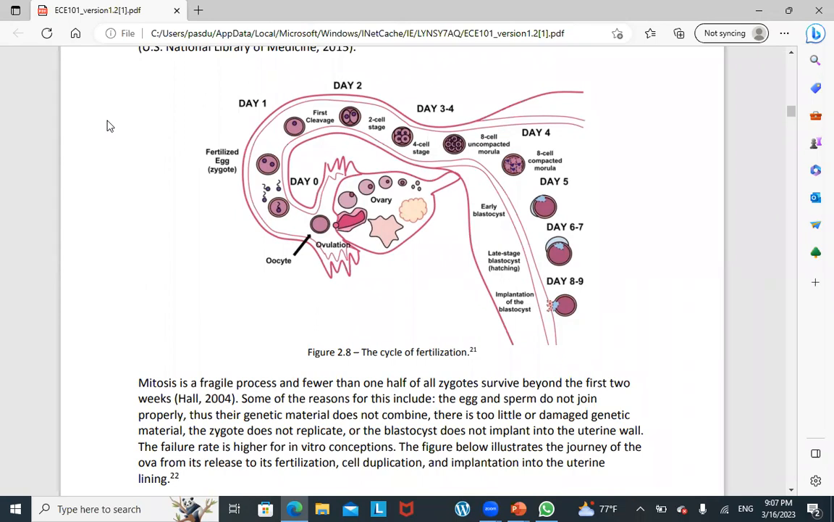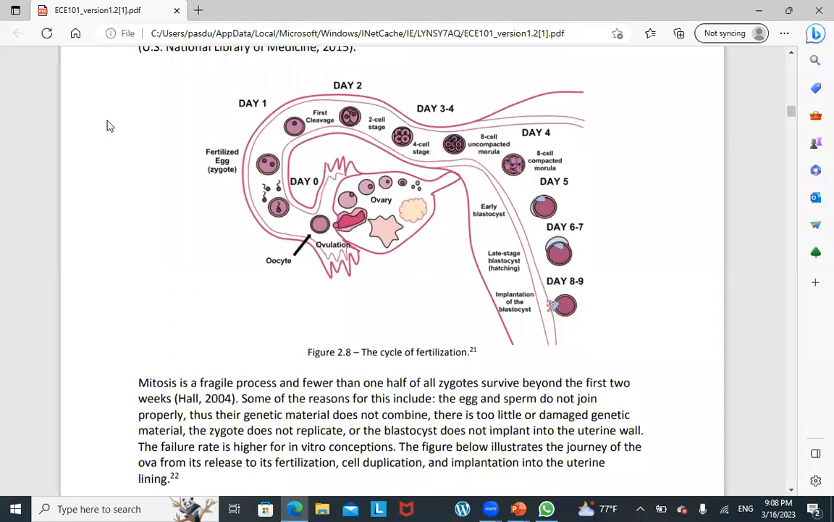But now, do all zygotes get planted like this? My question is, do all zygotes get planted like this? No. No. It is read this.